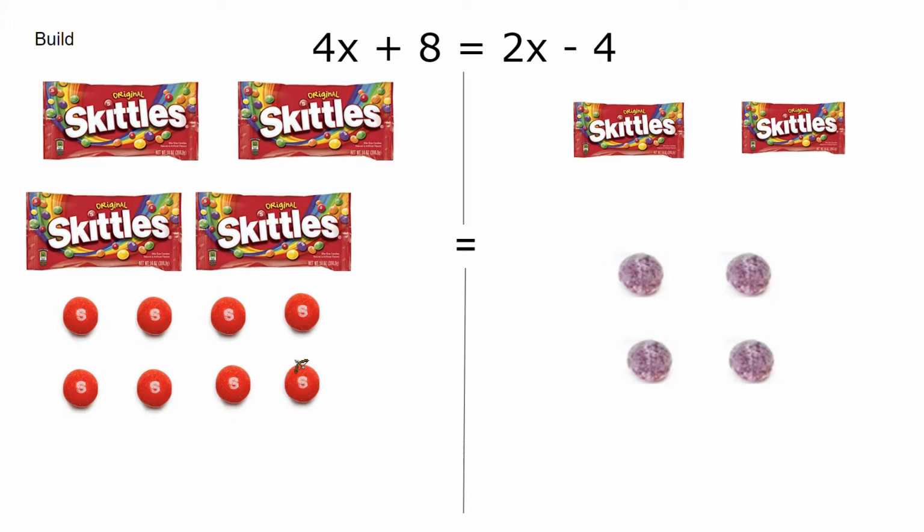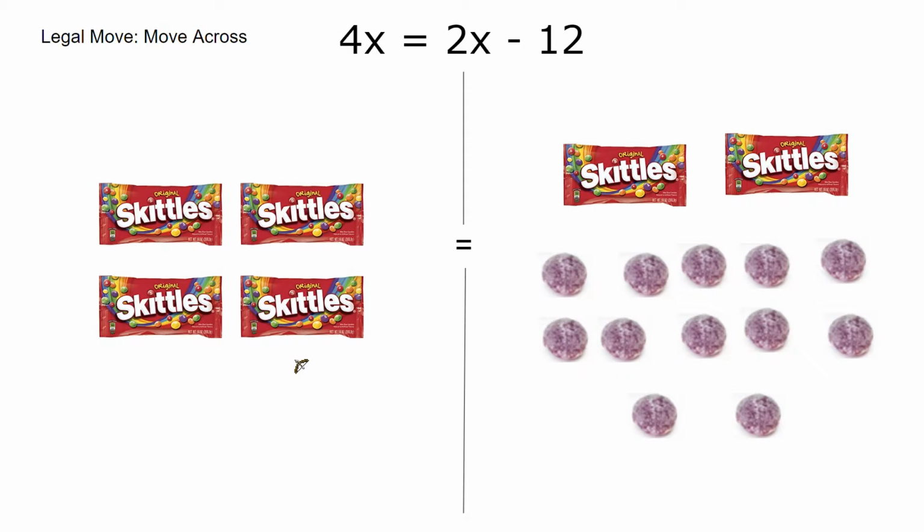Here's an example of an equation and how to solve it using the Blaster game. The equation is 4x plus 8 equals 2x minus 4. First, you want to assemble the tiles, or in this case, Skittles. The first move that I used was move across. I moved the 8 to the other side, but since I moved, I had to flip it. So the positive 8 became negative 8, and I ended up with 4x equals 2x minus 12.